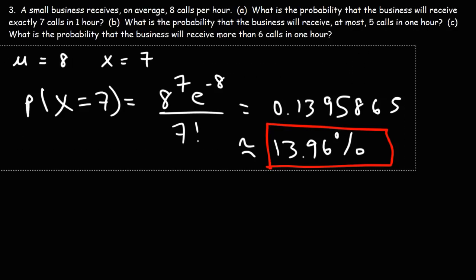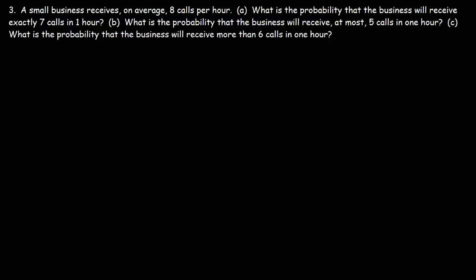What is the probability that the business will receive at most 5 calls in 1 hour? Now, mu is still 8. That's not going to change. But what is x? X could be any whole number up to 5. So we want to find the probability that x is less than or equal to 5.